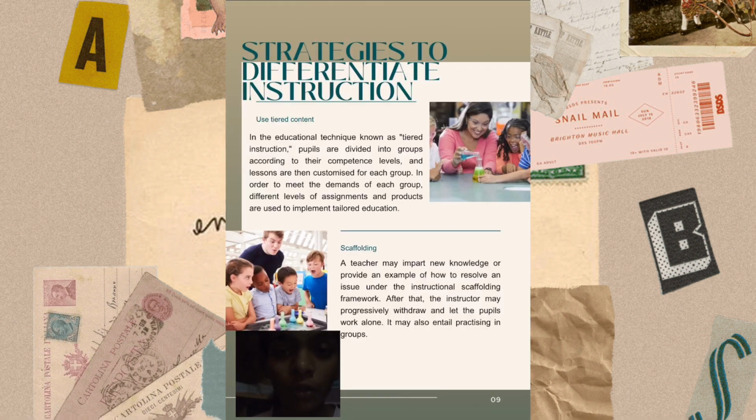And I would like to continue with strategies to differentiate instruction. In the educational technique known as tiered instruction, pupils are divided into groups according to their competence level, and lessons are then customized to each group. In order to meet the demands of each group, different levels of assignment and product are used to implement tailored education. A teacher may impart new knowledge or provide an example of how to resolve an issue under the instructional scaffolding framework. After that, the instructor may progressively withdraw and let the pupil work alone. It may entail practicing in groups. It's also efficient for the teacher, and it's very beneficial for students as well.